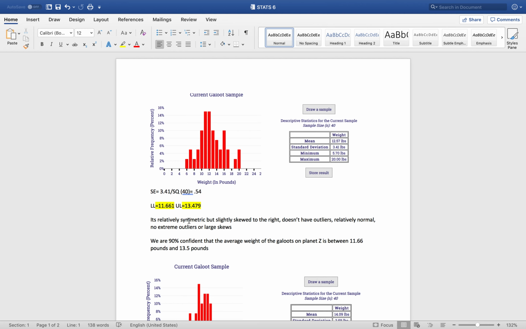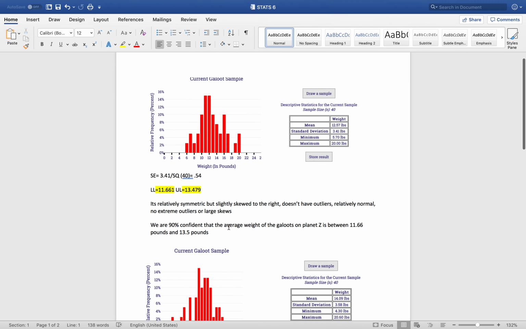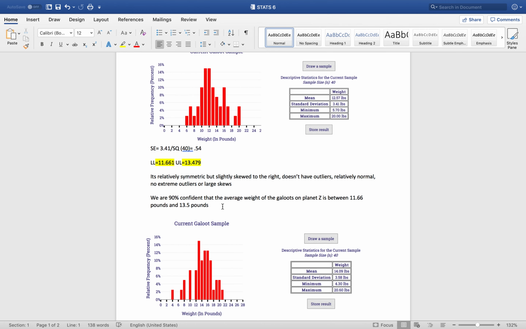This is relatively symmetric but slightly skewed to the right. It doesn't have many outliers, and it's relatively normal, no extreme outliers or large skews. So for this one, we are 90% confident that the average weight of the Gallups on planet Z is between 11.66 pounds and 13.5 pounds.